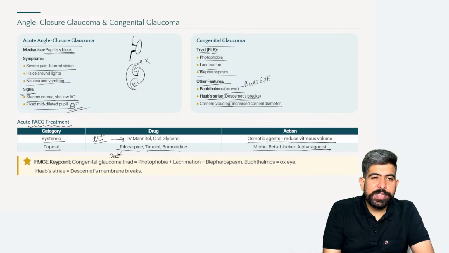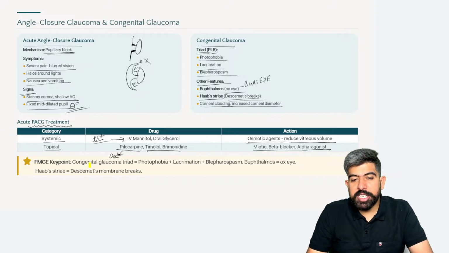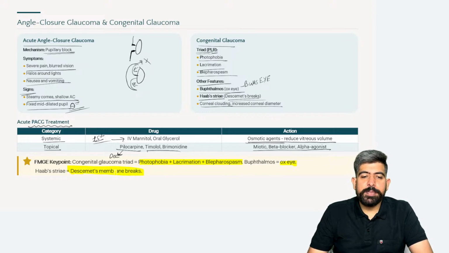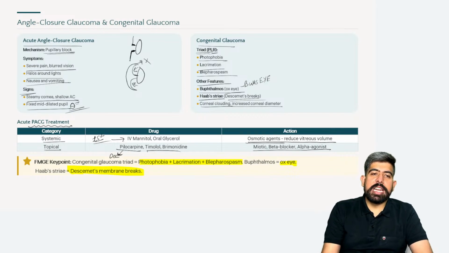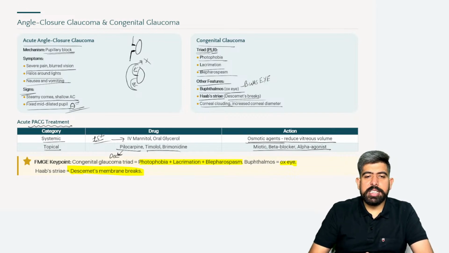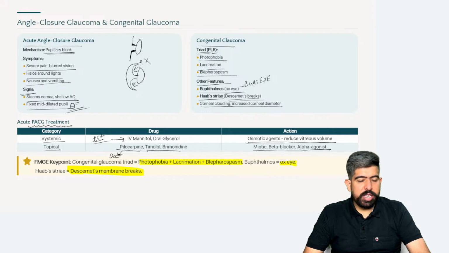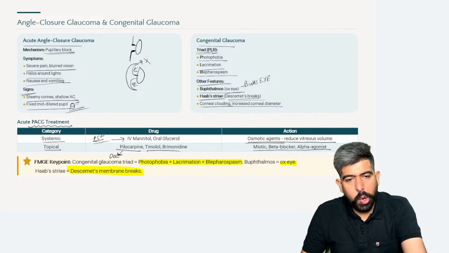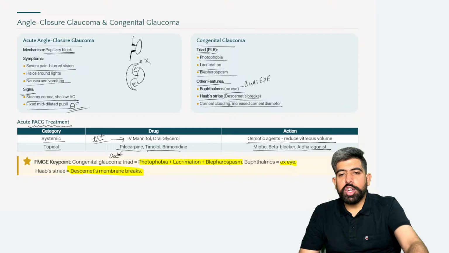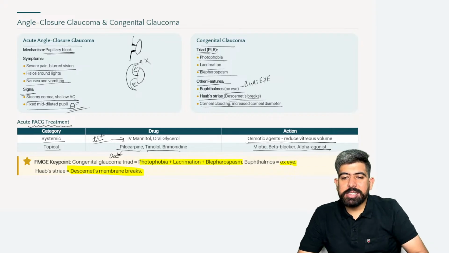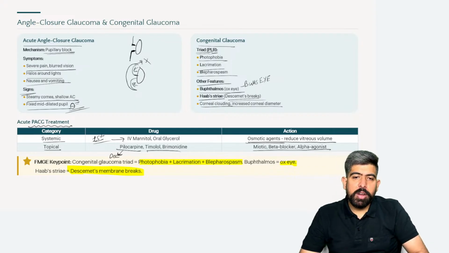Now, as we talk about the key points, please remember the congenital glaucoma triad: photophobia, lacrimation, and blepharospasm. Please remember buphthalmos is the bull's eye, and Haab's striae are Descemet's membrane breaks seen in congenital glaucoma. So here we finish all the questions and important topics frequently asked from the topic of glaucoma.